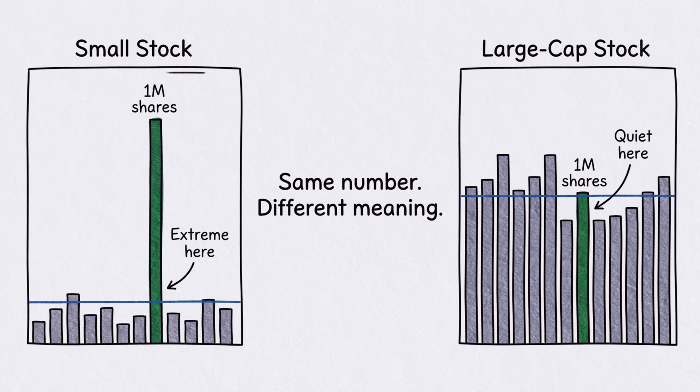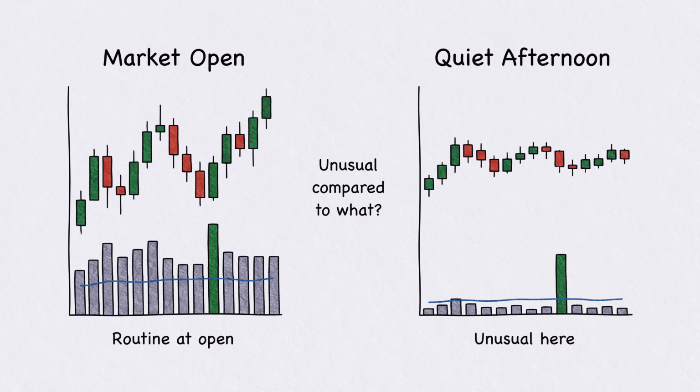But before we use volume for any of this, we need one thing first. Volume is never high or low by itself. It is only high or low compared to what is normal. 1 million shares may be extreme for a small stock. For a large cap, it is a quiet day. A volume spike at the market open may be routine. The same spike during a quiet afternoon consolidation is much more significant.